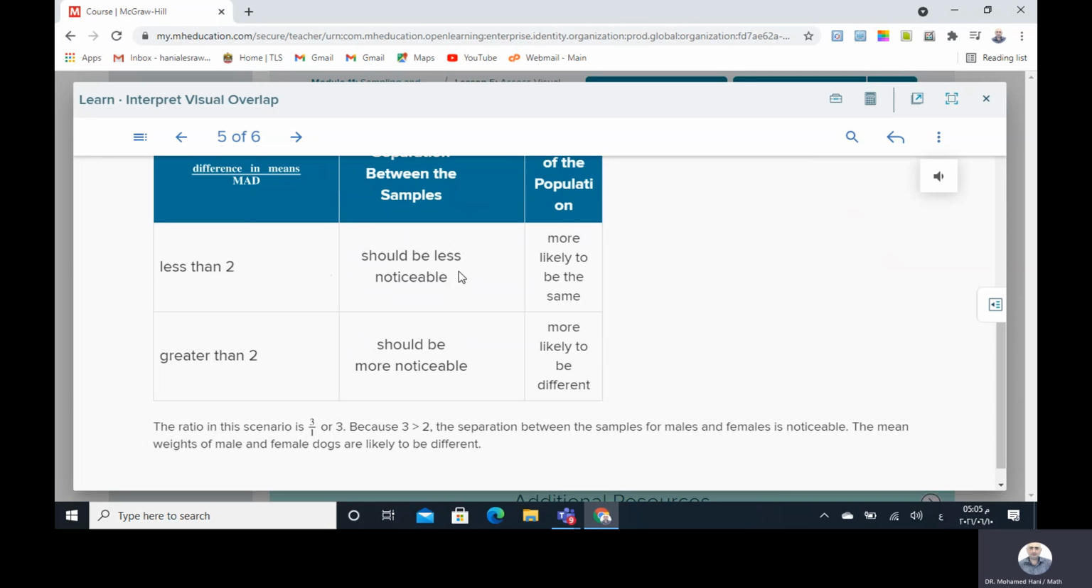the separation should be less noticeable, means more likely to be the same. So I will repeat. When we have a ratio less than 2, the separation should be less noticeable, means more likely to be the same. And when the ratio is greater than 2, the separation should be more noticeable, means more likely to be different.